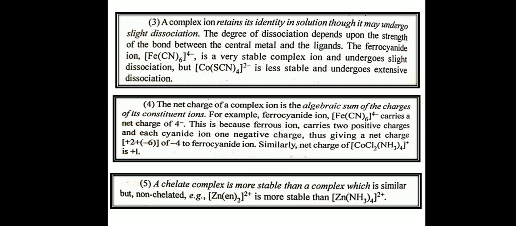The fifth characteristic of the complex ion is that a chelate complex is more stable than a complex which is similar but non-chelated. If you see this zinc complex, in this zinc is attached to ethylene diamine, so this is a chelate complex, and when zinc is attached to ammonia, that is a non-chelated complex. The chelate complex is more stable than a complex which is similar but non-chelated.